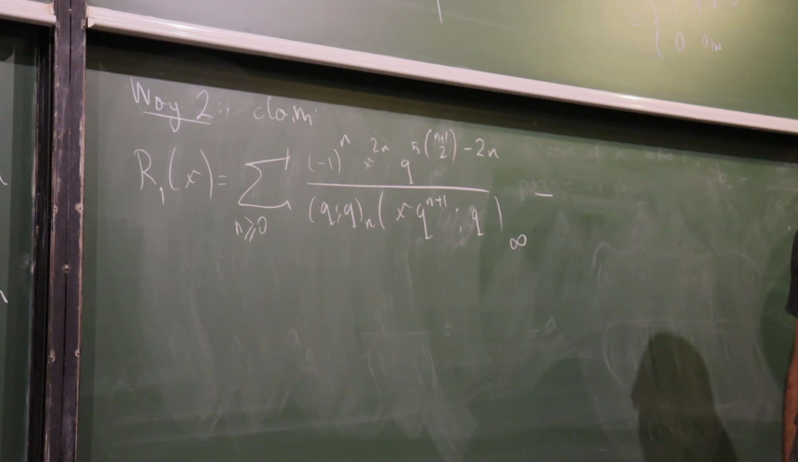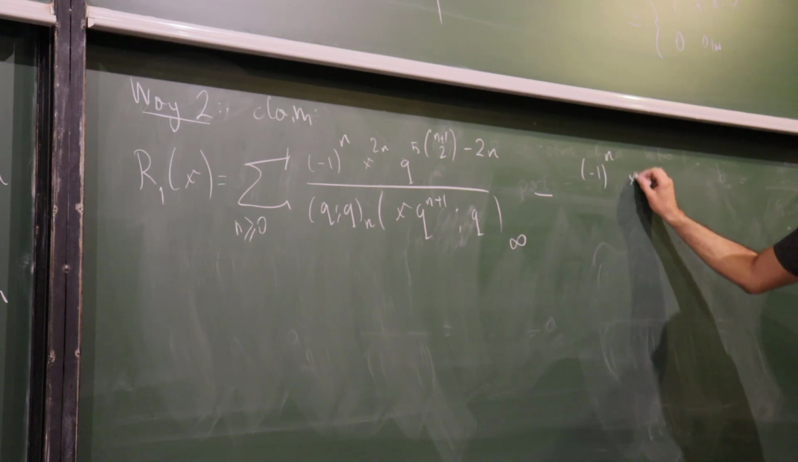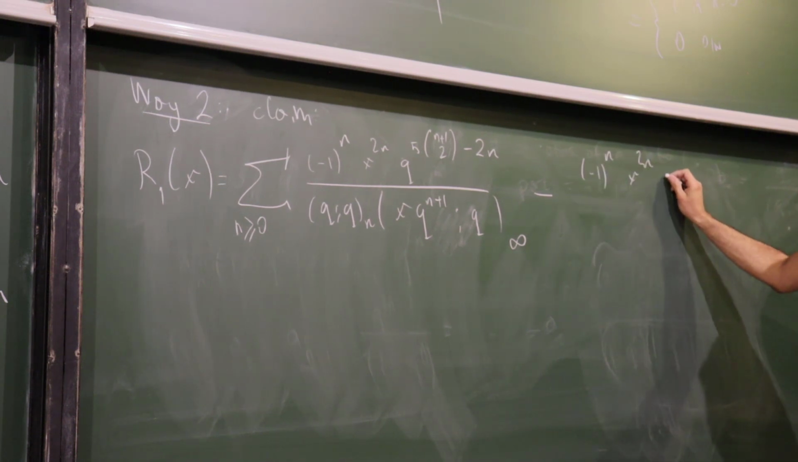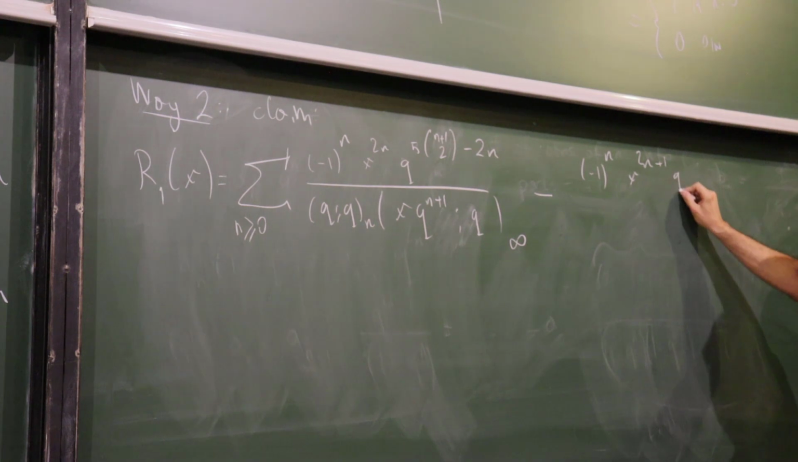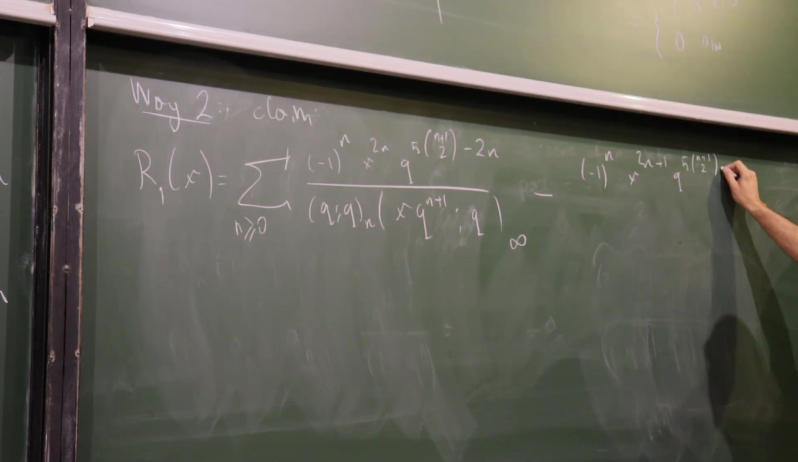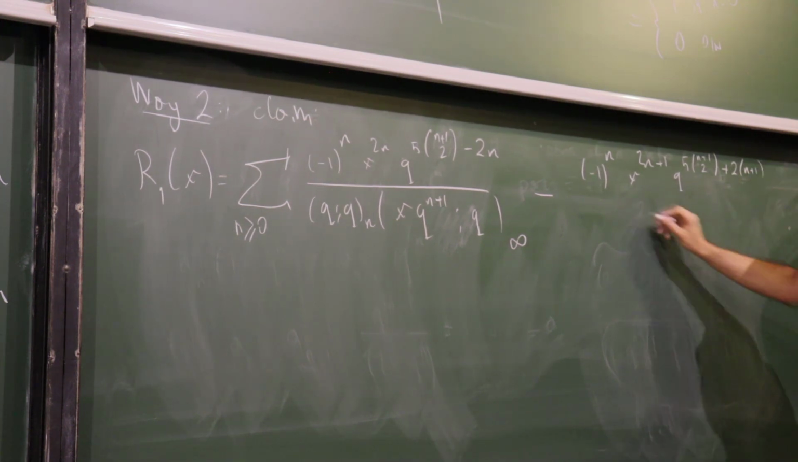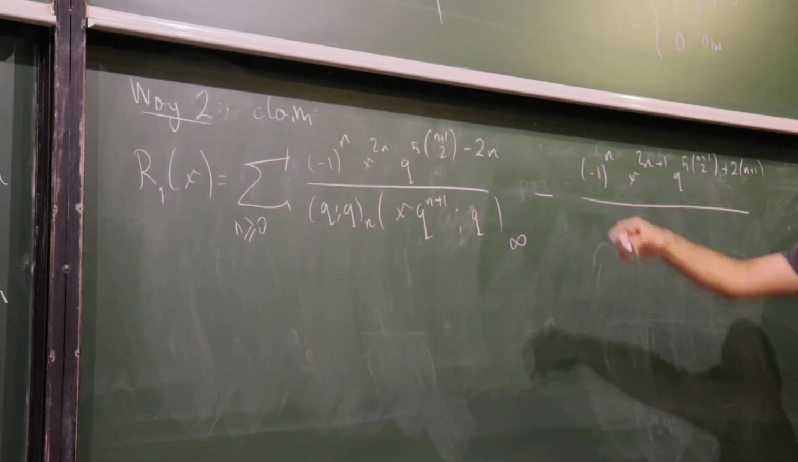The second series is a very similar one. It has an explicit minus sign in front, (-1)^n x^{2n+1} q^{5 times (n+1 choose 2) plus 2 times (n+1)}, divided by the same denominator.